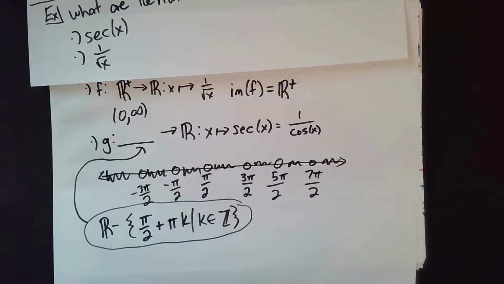Can we write it as the set of x in R where cosine of x is not equal to 0? I mean, it's completely right. I'm not sure it's super helpful if you need to know the domain in this sort of explicit way. But it's not wrong. So I don't think I could complain about it.